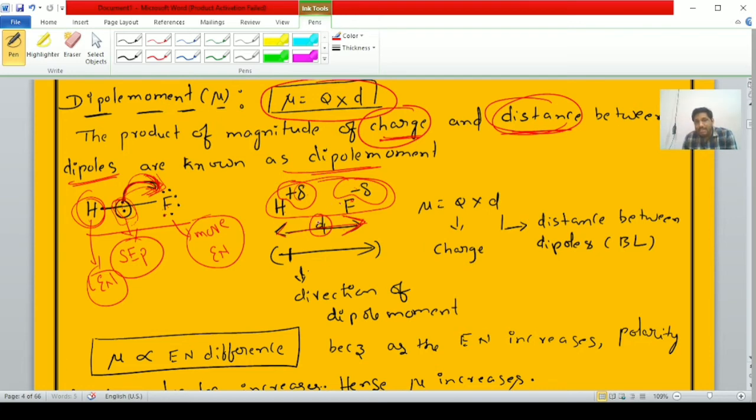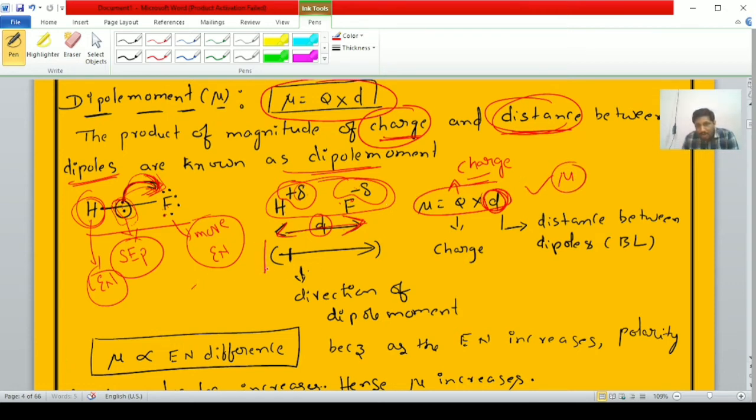That is, hydrogen and fluorine have a similar magnitude of charge but different sign. And d is the distance between the dipoles, that is, H plus and F minus. Here, student, in this equation q is nothing but the charge developed on H plus or F minus, the positive or negative charged species. And d is the distance between the dipoles, the positive pole and negative pole. By multiplying these two, you get the dipole moment of the particular molecule.